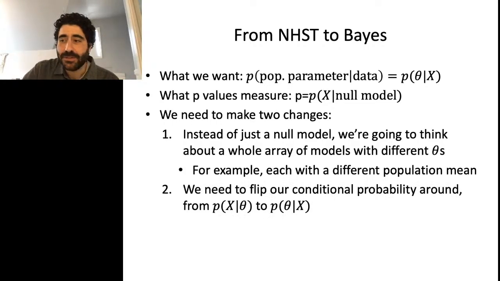And the second thing we need to do is get this conditional probability in the right direction. In p-value world, we assume some model. So we assume that the population mean is 0, and look at how likely the data is. Now we want to do the opposite. We want to say, we're going to assume this data is true. What does that tell us about the probability that the population mean is 0, or that the population mean is 1, or whatever, or all these different values of theta?